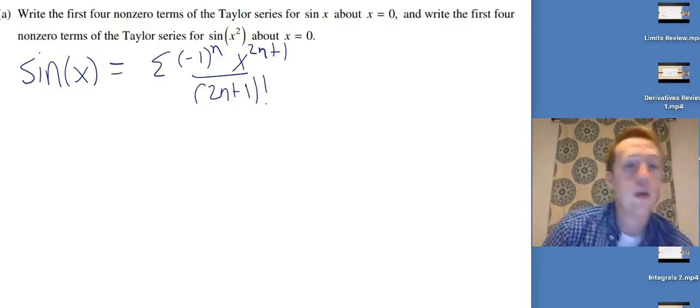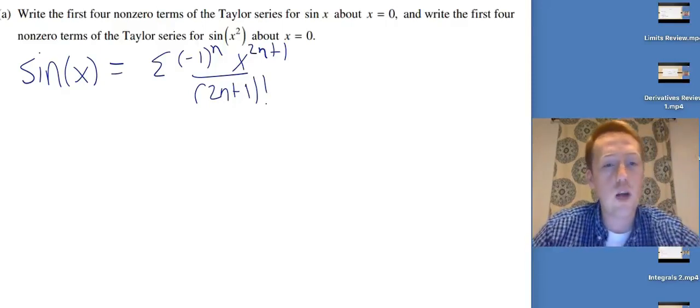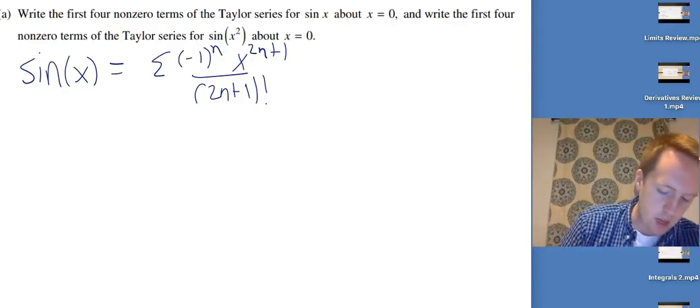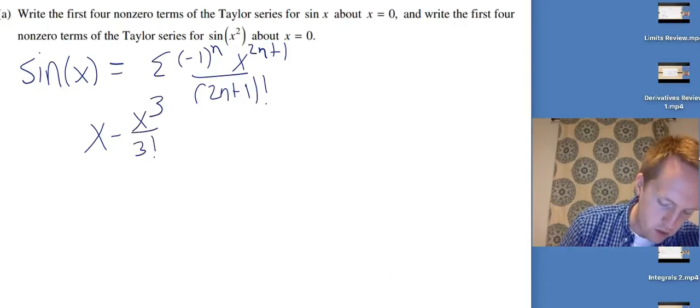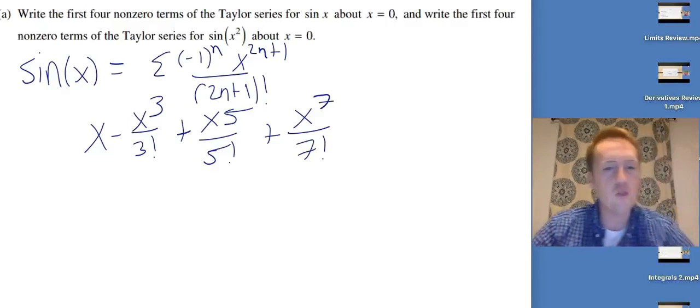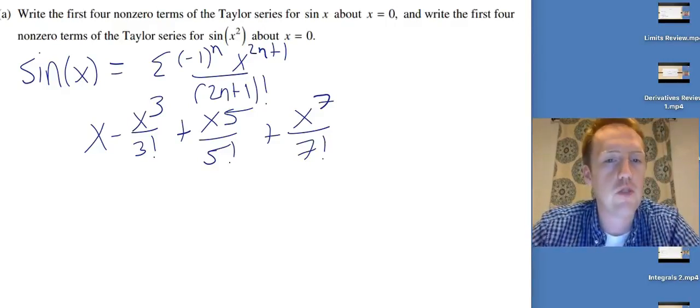That's closer. Okay, so I'm just going to generate the first four non-zero terms by plugging in 0, 1, 2, 3. That's going to end up being x minus x cubed over 3 factorial plus x to the 5th over 5 factorial plus x to the 7th over 7 factorial. Those are the first 4 non-zero terms of the Taylor series for sine of x.